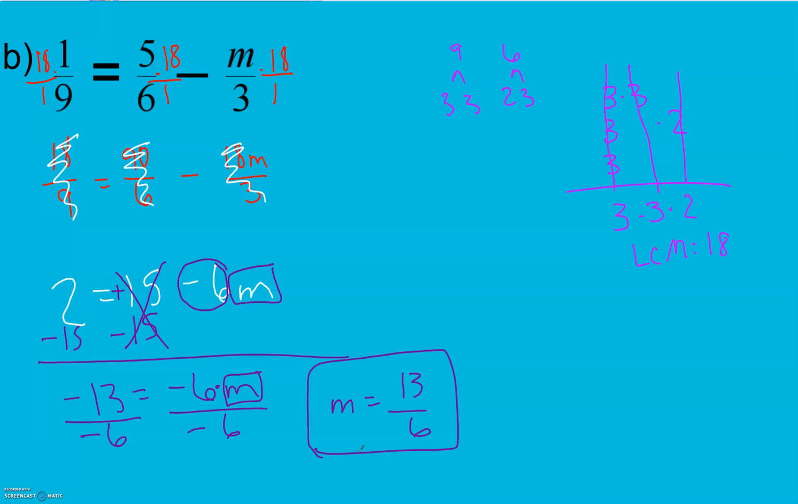Again, we could have cleared each one of those fractions individually if you wanted to, or we can find our least common multiple by finding all of our prime factors that are in our values. I have a common 3. I have an extra 3 from my 9 and an extra 2 from my 6. So when I multiply those together, I get 18. We multiply each individual term on both sides by 18 over 1. It's a whole number. Reduce and solve.